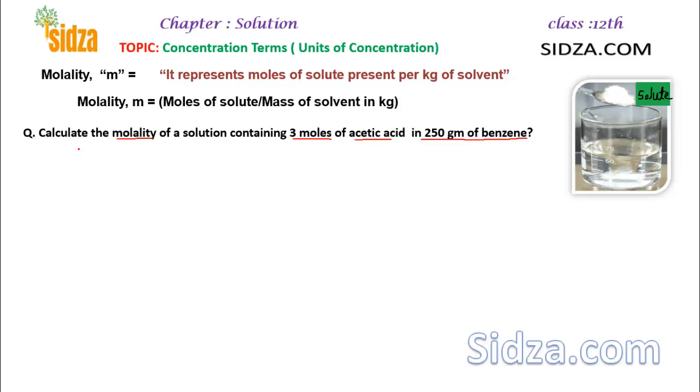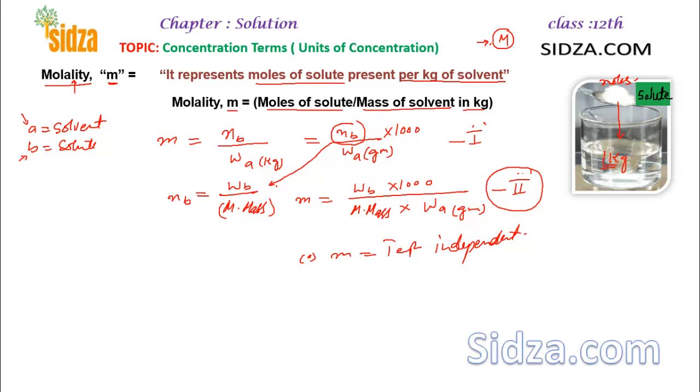We got an acetic acid solution. We have 3 moles of acetic acid in 250 grams of benzene. So we need to find the molality of the solution, right? For this one, I'm going to use the first equation here, because I have the number of moles and the weight of solvent. So I'll use the first equation.